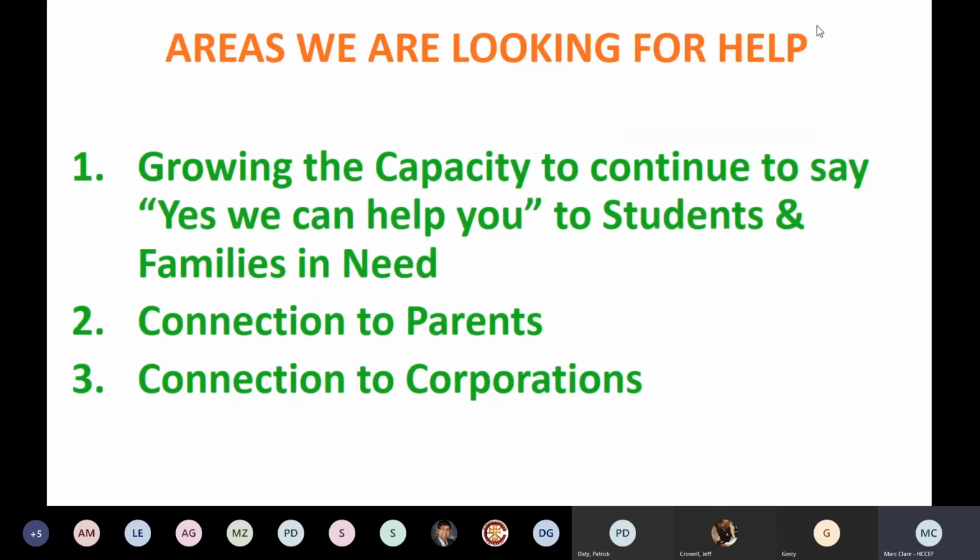Now, areas where we are looking for some help. This is the whole part of the discussion that Jerry and Marvin and I started having: looking at how we can grow the capacity to continue to say, yes, we can help you, to students and families in need. We identified two areas that we think can be really helpful to grow that capacity: connections with parents and connections to corporations, which can be done through those parents as well, in large part.